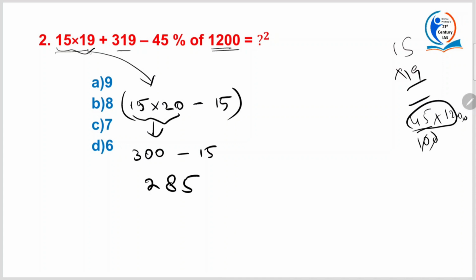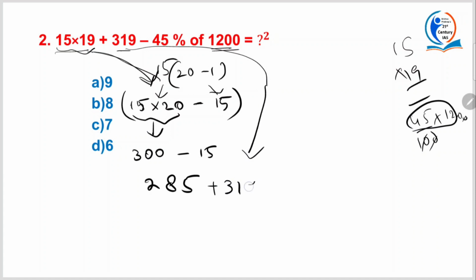You getting my point? This 19 I wrote as 20 minus 1, into 15. Clear? Now this 319 will be as it is. Now 40 minus 45% of 1200. Now what did I tell? 1% and 2 zeros are gone, they'll cancel each other, right? So it is minus 45 into 12.